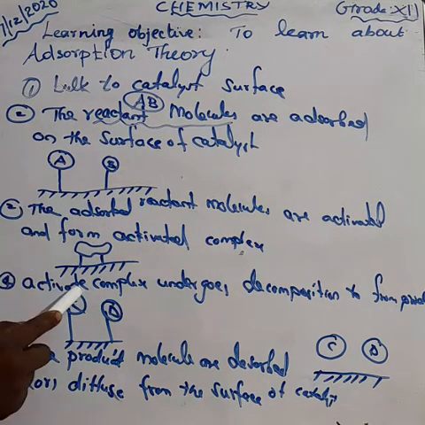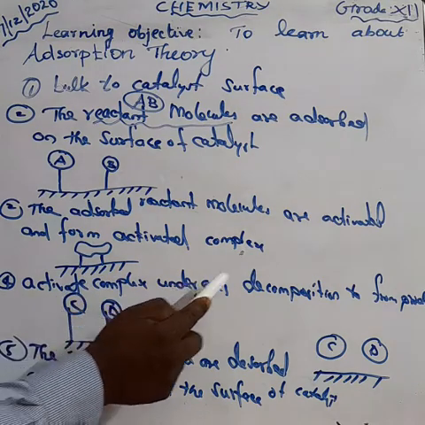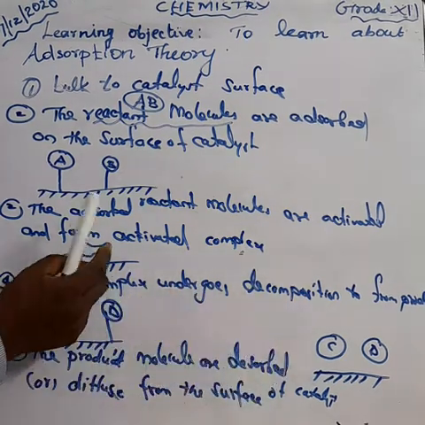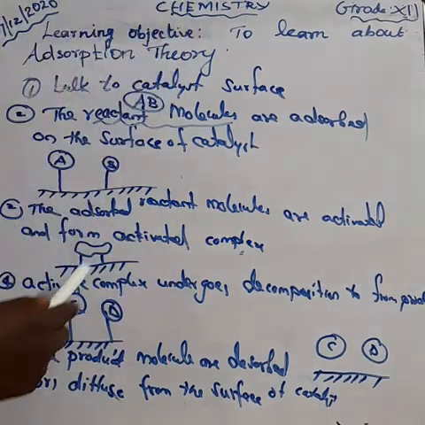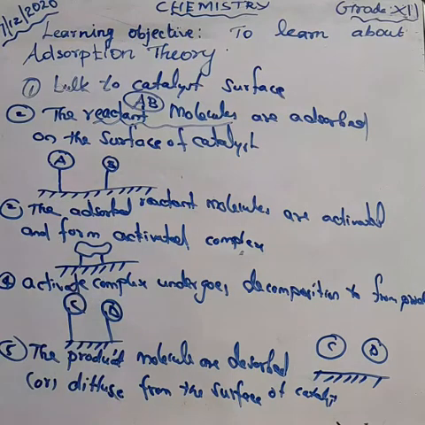The activated complex undergoes decomposition, that means splitting or dividing, to form products. Now we get the products. The product molecules are dissolved, that means released from the surface of the catalyst. A simple concept about the adsorption theory.